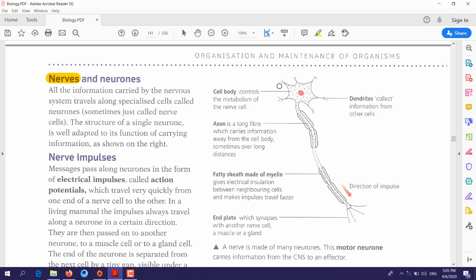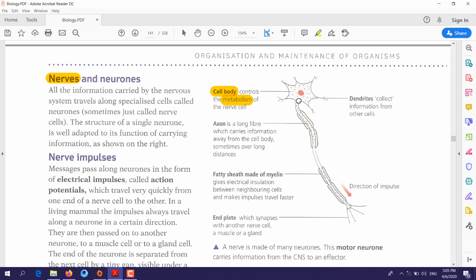Firstly, we will start with the first part. We call it the cell body. The function of the cell body is that it controls the metabolism of the nerve cell. What do we mean by metabolism here? All the chemical reactions that happen inside the cell.